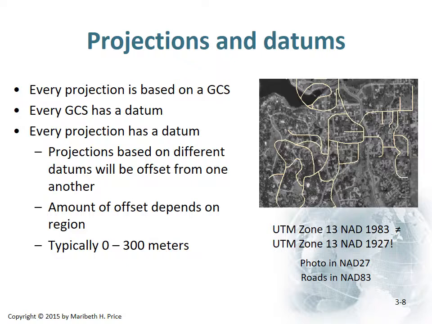And they can be offset from one another, as we see here, using examples of an air photo taken in NAD 27 and a road network in vector shown in NAD 83. They're both in the same projection, Universal Transverse Mercator, Zone 13, but they have different datums. So they don't match. Now, if you look closely, you can see where the roadway should be projected to match the image that's underneath it, but it's off. It's off by quite a bit.